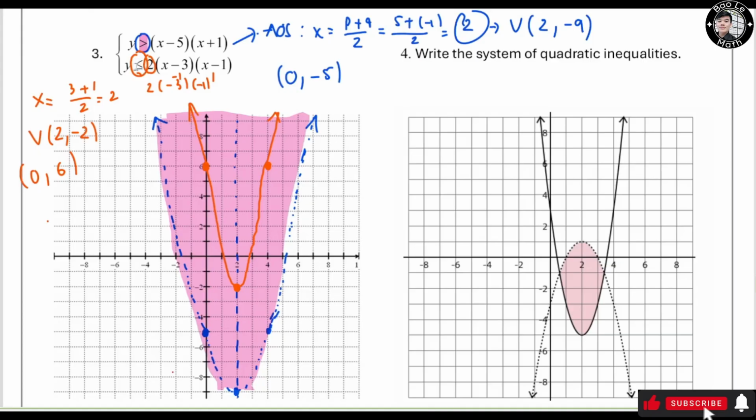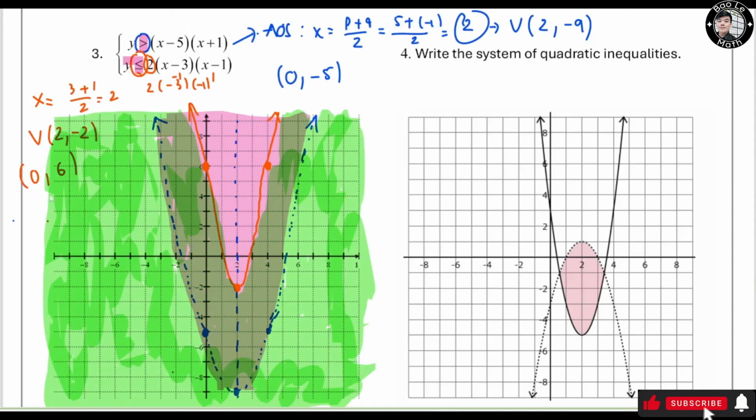Now observe that you have less than or equal to, so you need to shade anything below the parabola. So it could be something like this. And your solution to the system of quadratic inequalities right here is the darker one. It could be this one only. Not this, not this, not this. So keep that in mind.